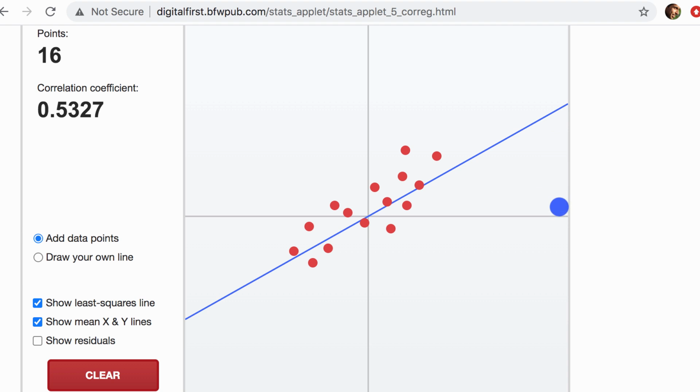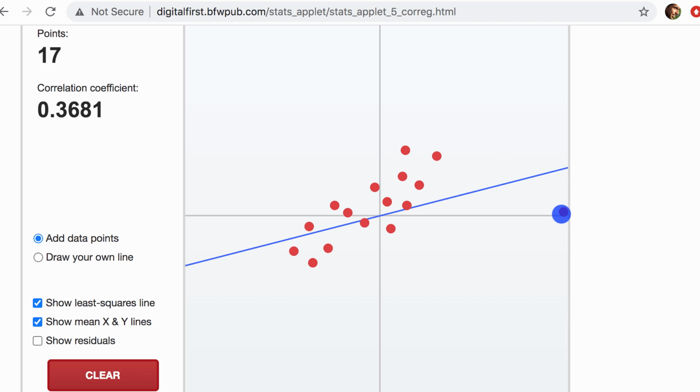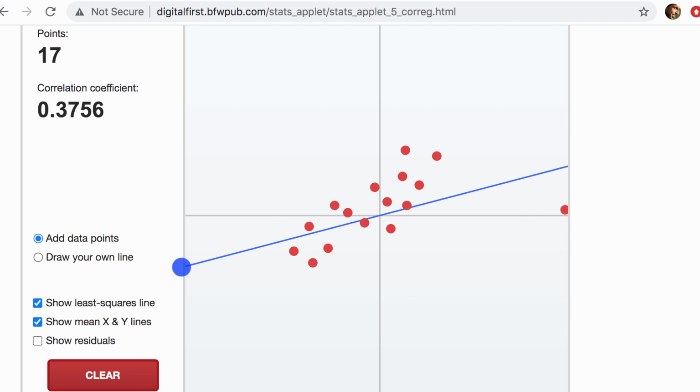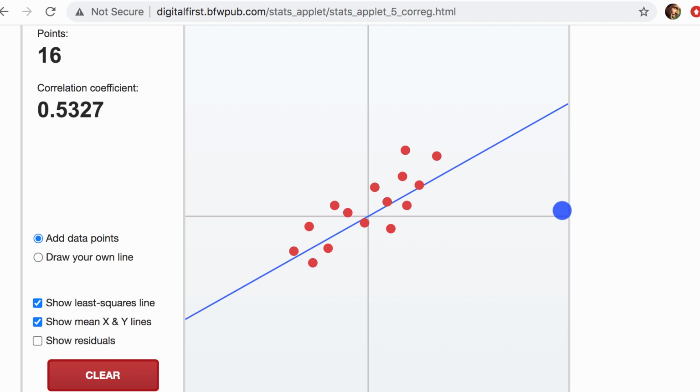And you can see when I put an outlier, if I put a high leverage outlier out here, that does many things. It definitely drops the correlation coefficient. It changes the slope, and it changes the y-intercept. So it does a lot of things. So it's highly influential for everything I just talked about.